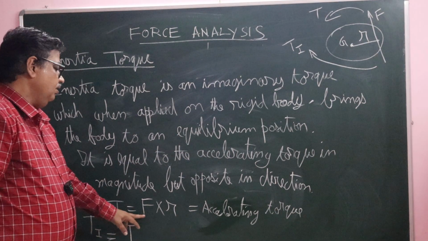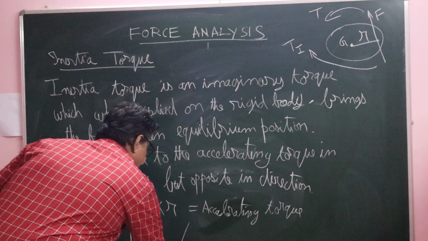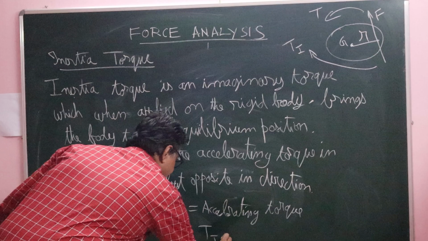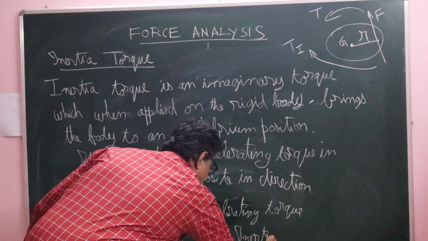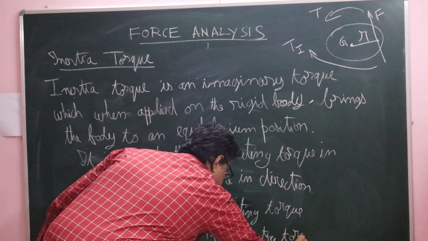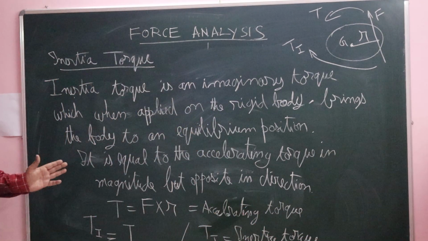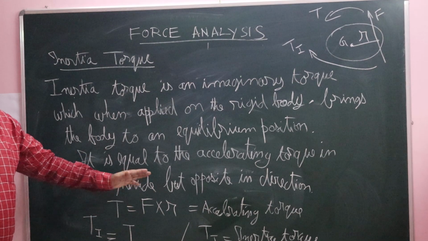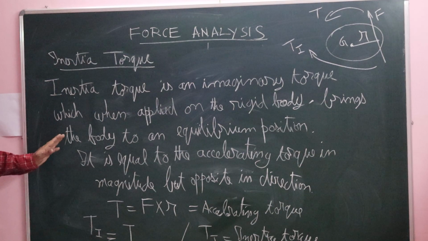T is equal to F into R, equal to the accelerating torque, and Ti is equal to the inertia torque. Therefore, inertia torque is equal to the accelerating torque in magnitude but opposite in direction. This is what it is about the inertia torque.